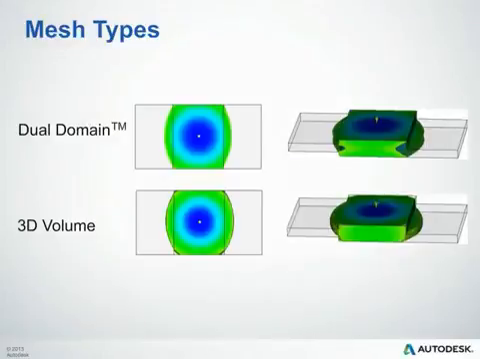So here you can see an example of a dual domain mesh versus a 3D mesh. 3D mesh is typically more optimal for thick-walled parts or capturing complex flow fronts. So in this example, you can see the dual domain mesh is having a little bit of an issue maybe capturing that flow front on the top part, whereas the 3D mesh is not.